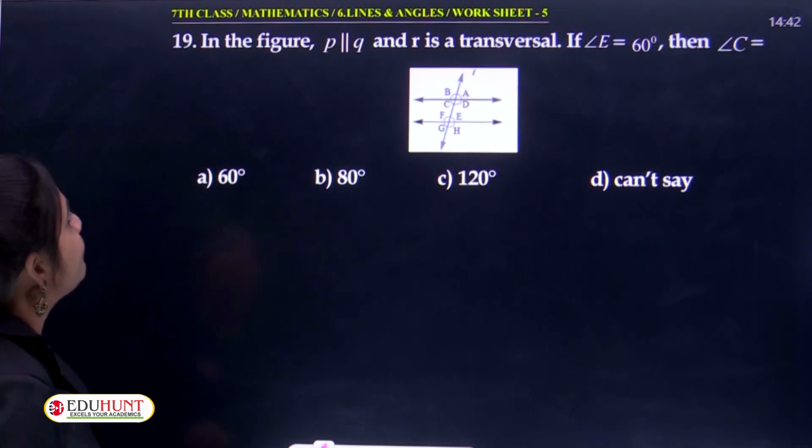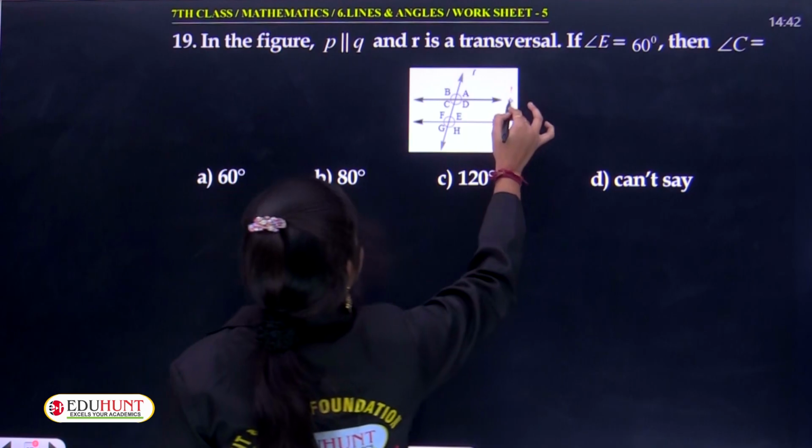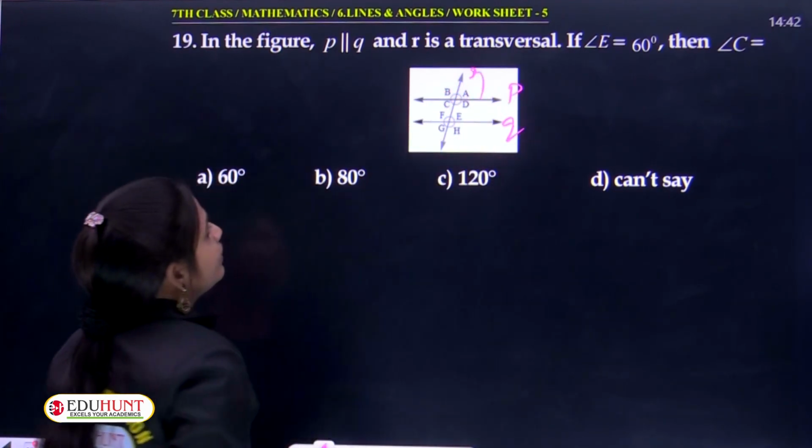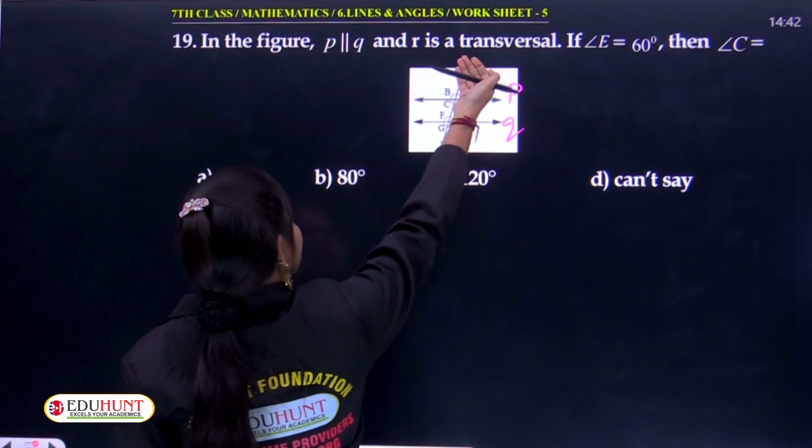Okay. Next. 19th one. In the figure, P is parallel to Q. This is P parallel to Q and R is a transversal. Okay, ma? R is a transversal.